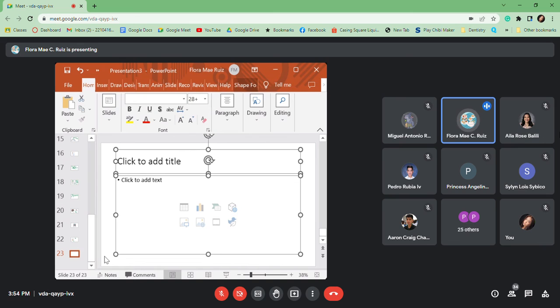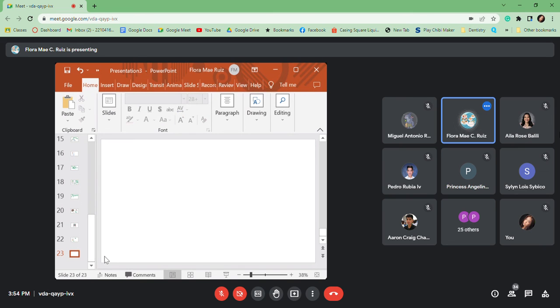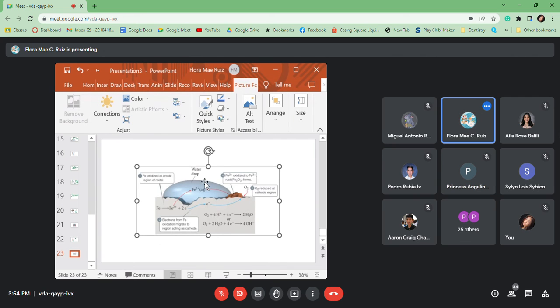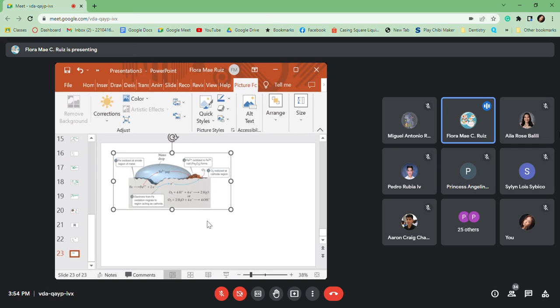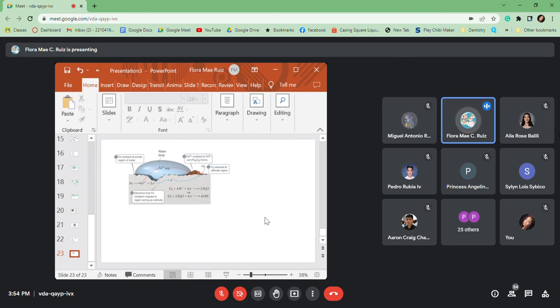one form of oxidation, okay, is corrosion. Corrosion is oxidation, and its common name is rusting. So you see, the iron is one of the common examples of corrosion. So Fe is oxidized at the anode region of the metal by this reaction: Fe to Fe2+ plus 2e-. And then electrons form from Fe.